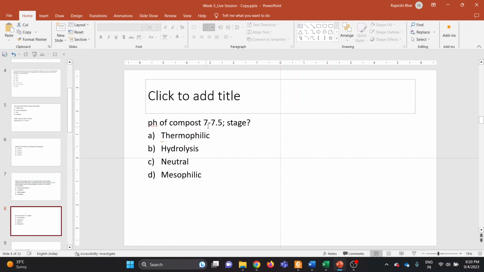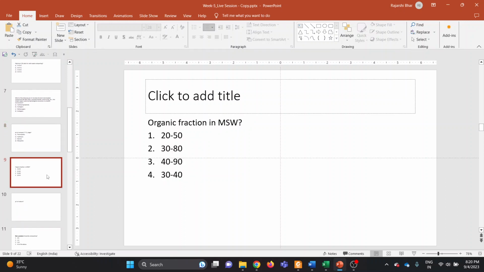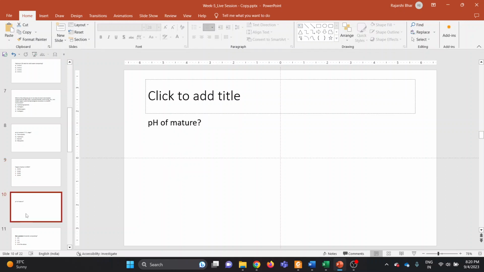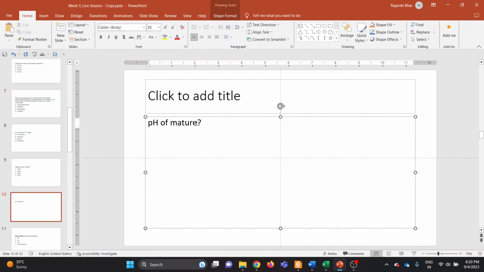Next is, pH of a compost is 7 to 7.5 during which stage? Here, the correct answer was option D, mesophilic. I will just cross check it again. Yes, mesophilic stage. Then the organic fraction of the MSW usually varies between 30 to 80%. After it, we have the pH of a mature compost, not manure. Compost. It should be 7 to 7.5, or preferably neutral, that is 7.